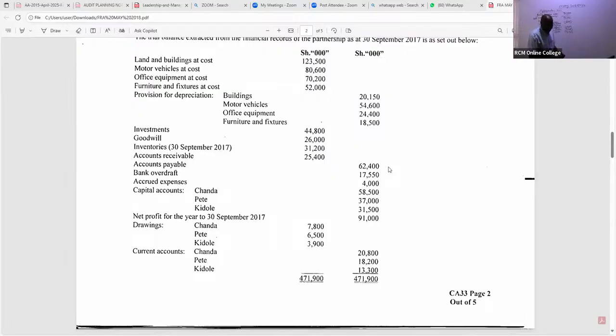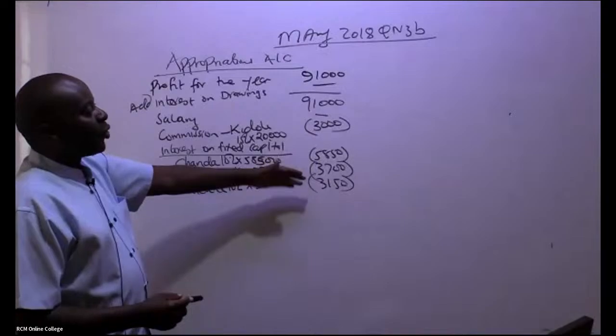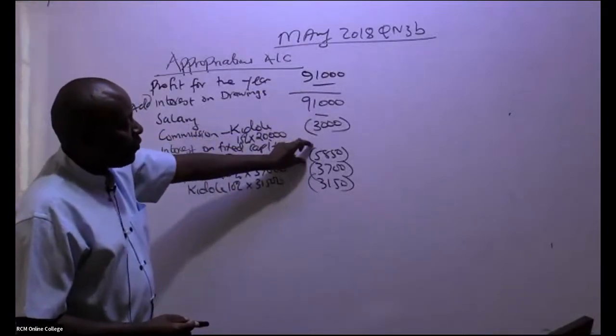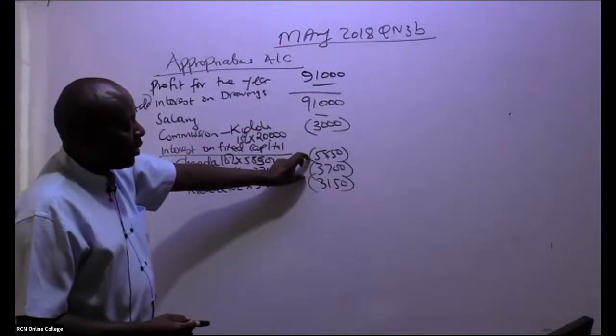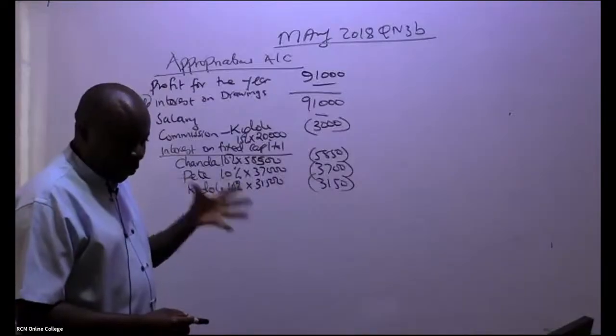Now, ladies and gentlemen, the only thing that is left is for us to see whether we have a surplus. You'll be able to take this 91,000, you subtract 3,000, you subtract 5,850, you subtract 3,700, you subtract 3,150. Who can give me this surplus or loss?